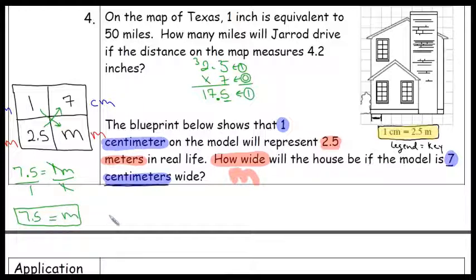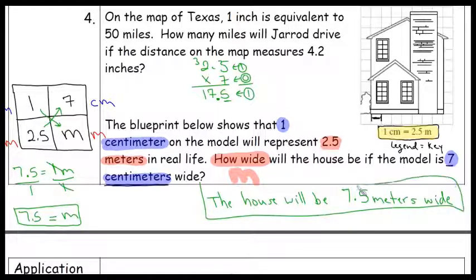So to answer this question, how wide will the house be? The answer would be the house will be 17.5. And the M stood for meters, right? So 17.5 meters wide. That's how wide it would be, and there's my answer in a complete sentence. Okay, alright, flip the page.